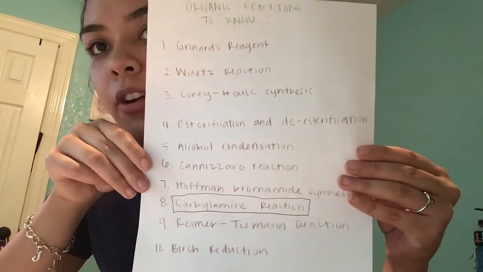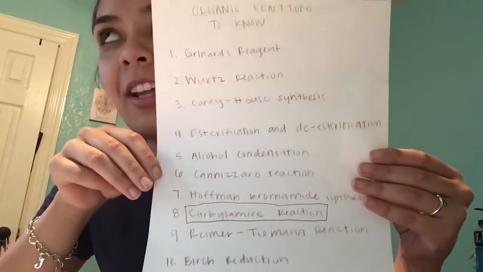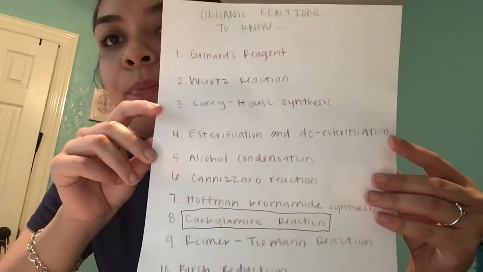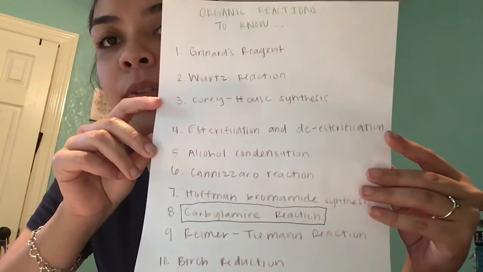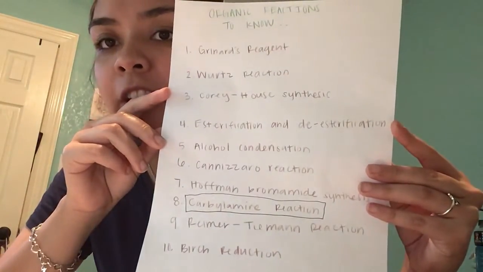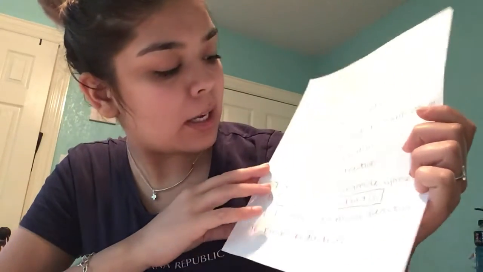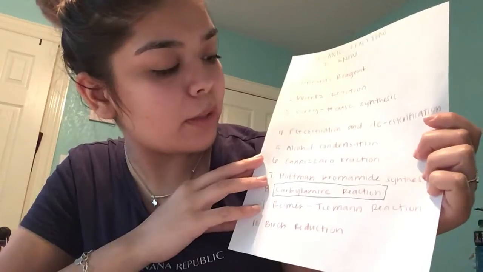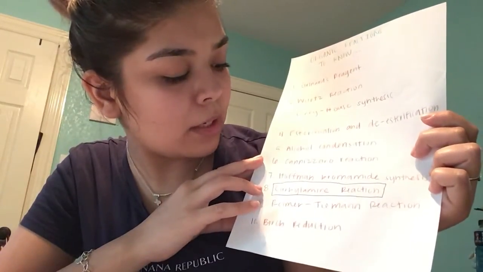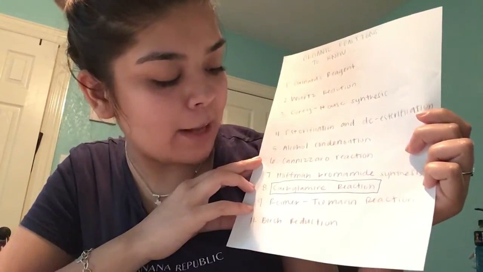Now moving on to our organic reactions. These are some of the organic reactions to know. The first one is Grignard's reagent. Anything that has this reagent counts as an organic chemistry reaction to know. Wurtz reaction, Corey-House synthesis, esterification and de-esterification, aldol condensation, Cannizzaro's reaction, Hofmann bromamide synthesis, carbylamine reaction, Reimer-Tiemann reaction, and Birch reduction.